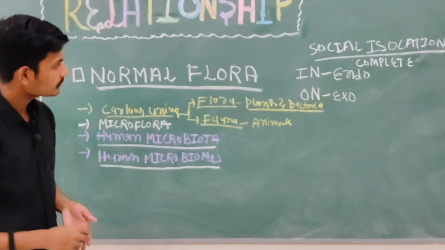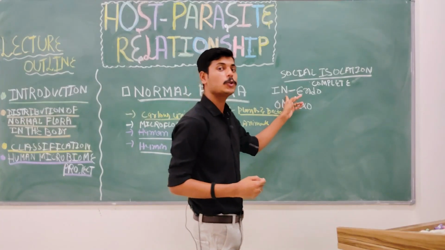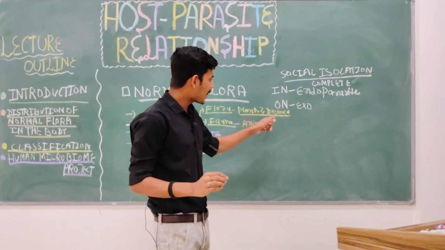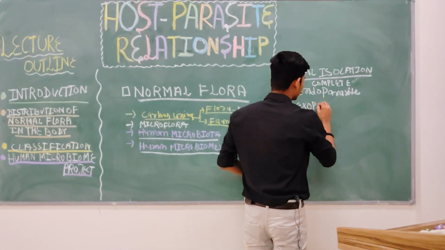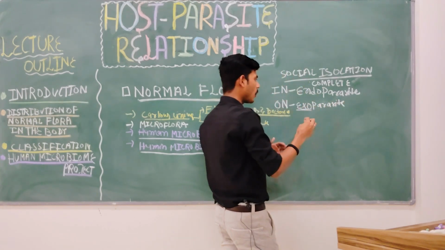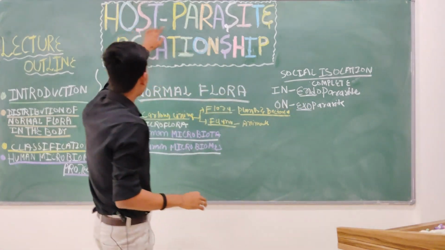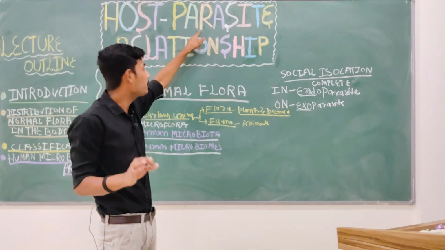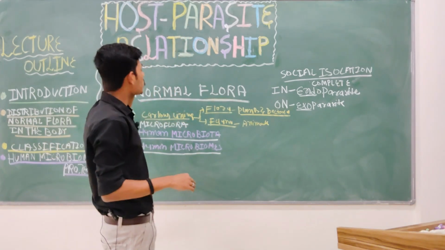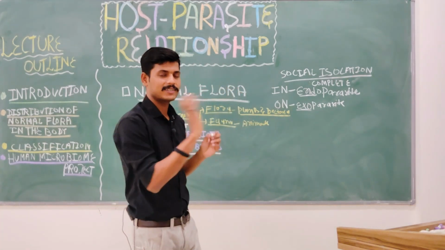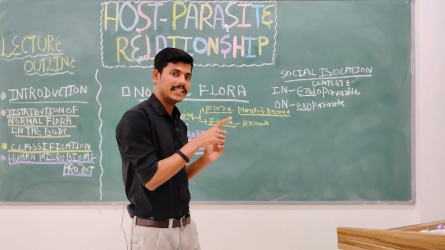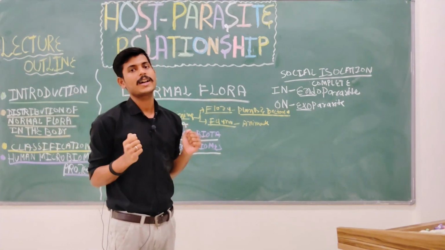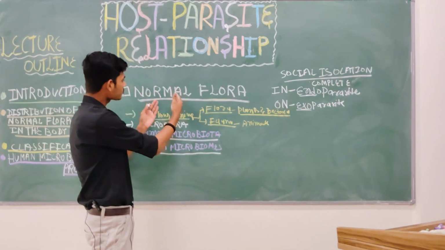These are the alternative words which denote the microorganisms present in or on us. The microorganisms present in us are called endoparasites, and the microorganisms living on us are called exoparasites. Exo denotes on, endo denotes inside. A parasite means an organism that can live in or on us. Host means the organism where the parasite can live, so we are the host with respect to this normal flora.